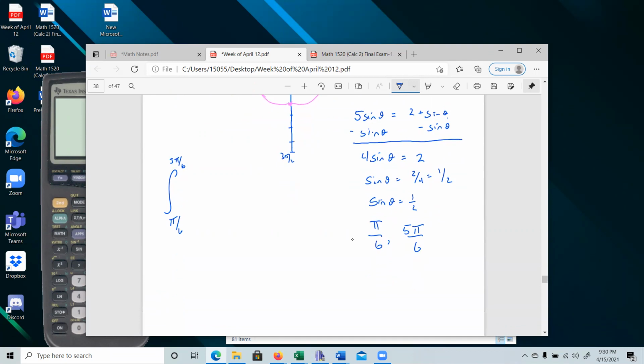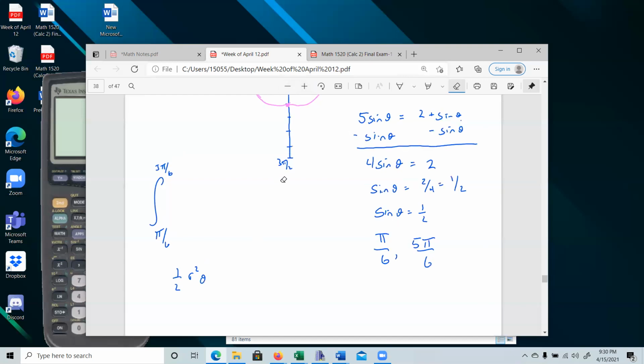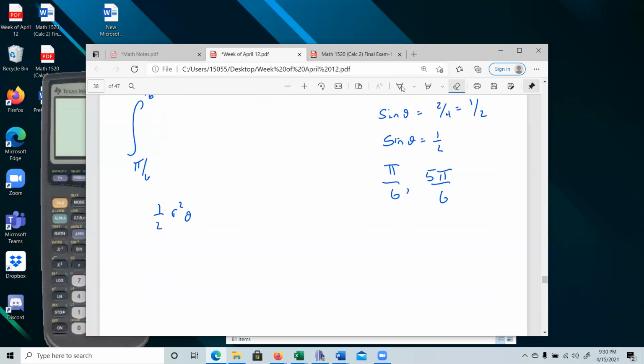So what's the area of the big circle there? Well, it's 1/2 r squared d theta. 1/2, and r squared is going to be 25 times sine squared theta. Let me make that a little bit bigger. So this is going to be 1/2 times 25 times sine squared theta. Okay, that's my big area.